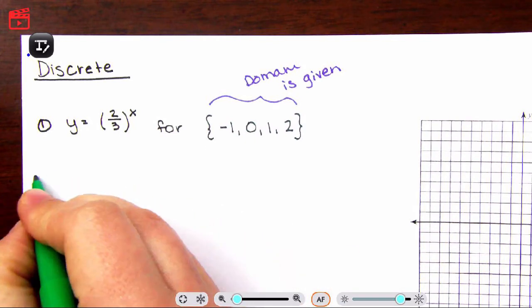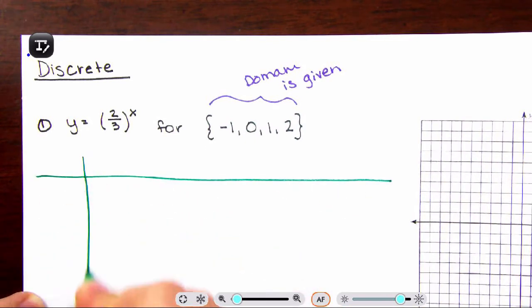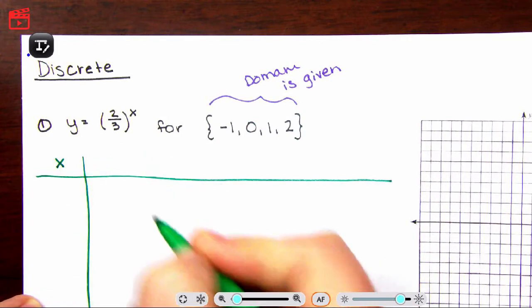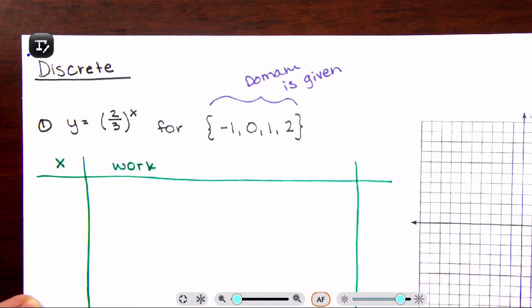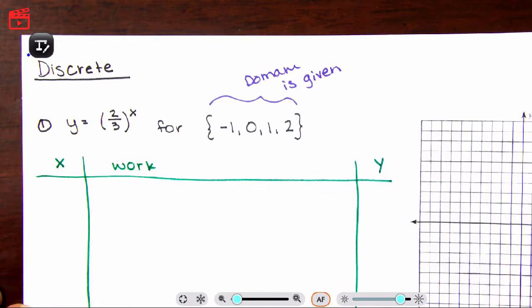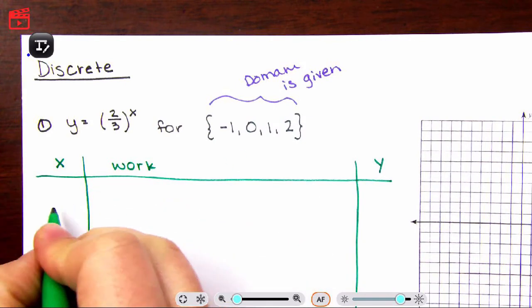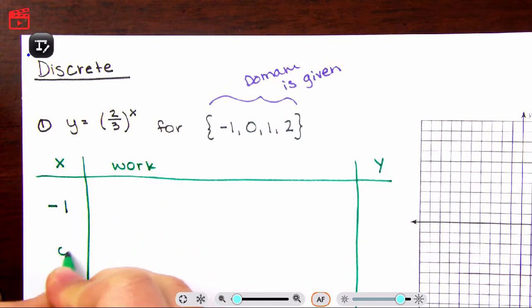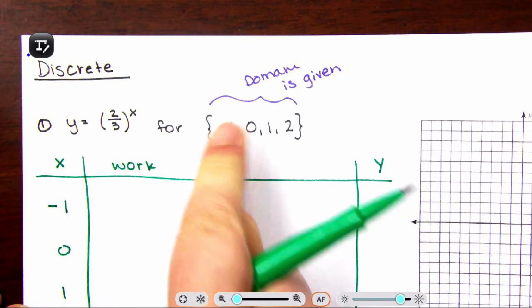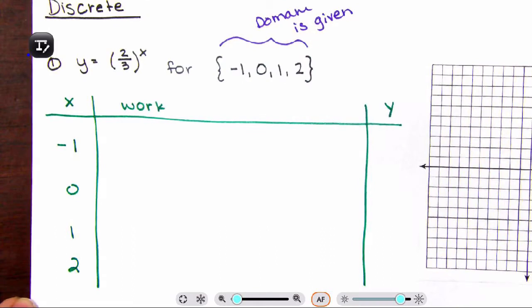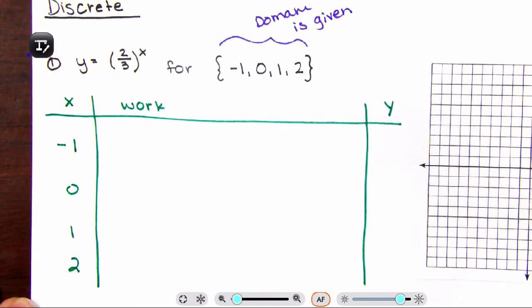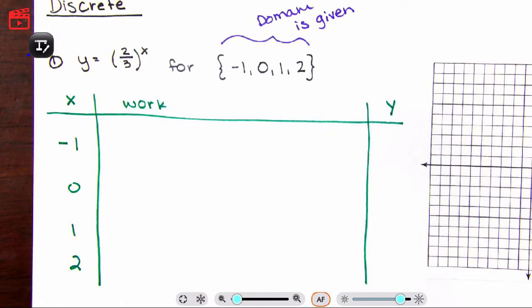We're going to make that really big T-chart. On one side, here's going to be your X values. Here's going to be your work. And then here's going to be your Y values. Basically, we're just having a relationship between our input, our domain, and our output, our Y values. For our domain, they give us -1, 0, 1, and 2. We cannot use any other numbers. If I wanted to use 3, I cannot. If I wanted to use 1/2, I cannot. I can only use these values.